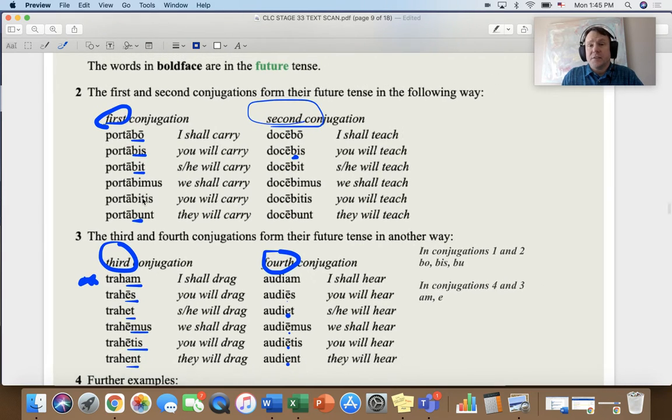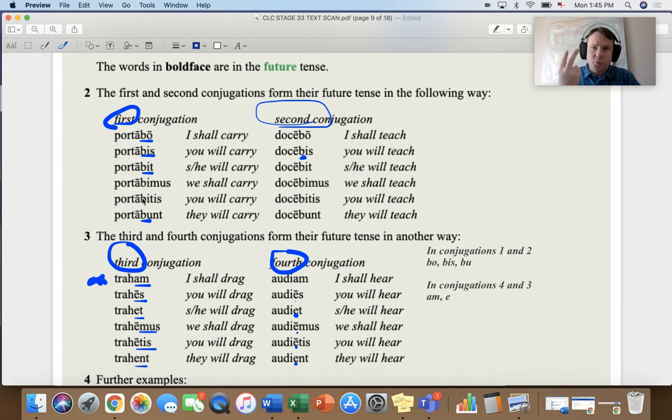Okay, so that's the future tense. Just remember, we have two rules: in conjugations 1 and 2, bo, bis, bit; in conjugations 4 and 3, AM, E. Good luck.